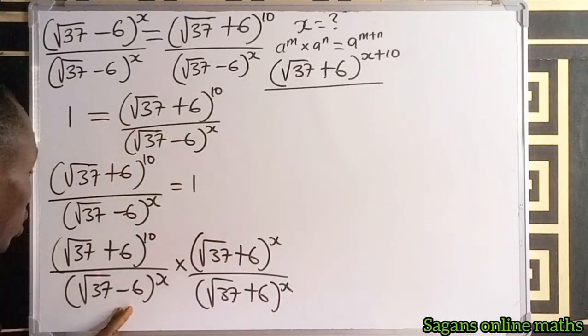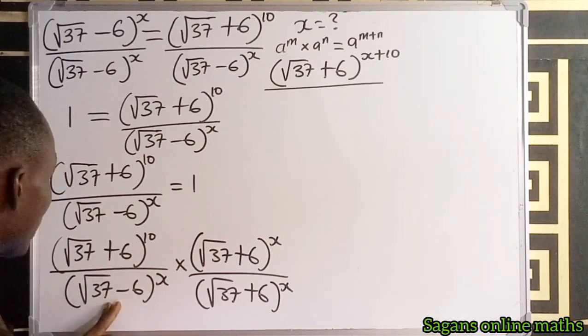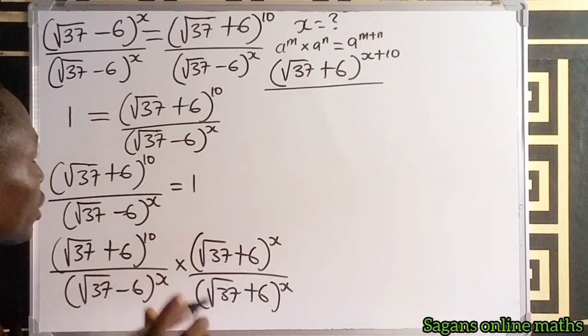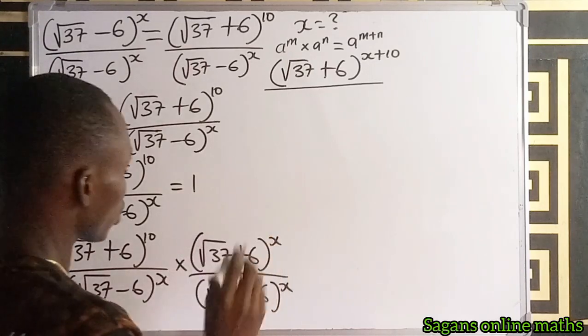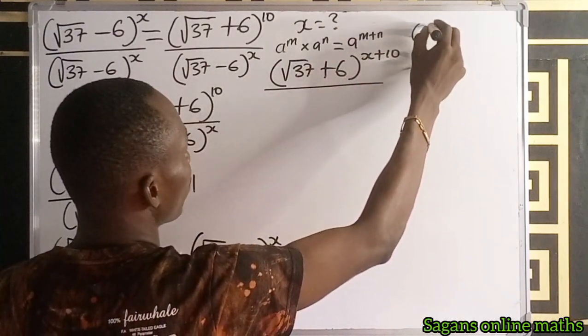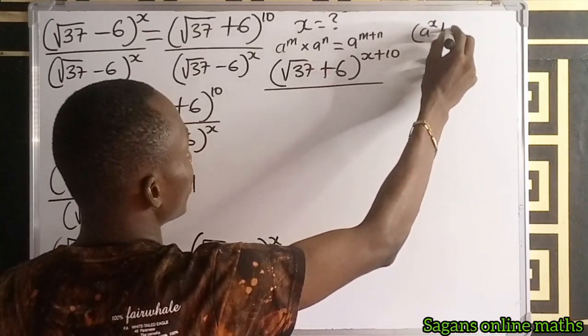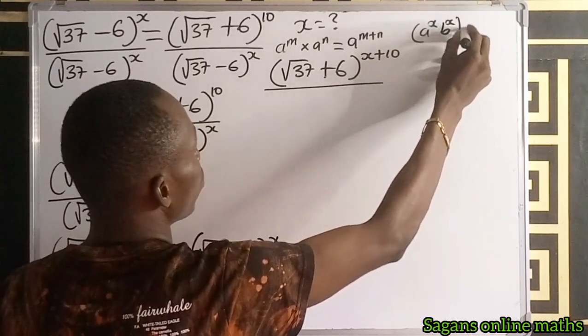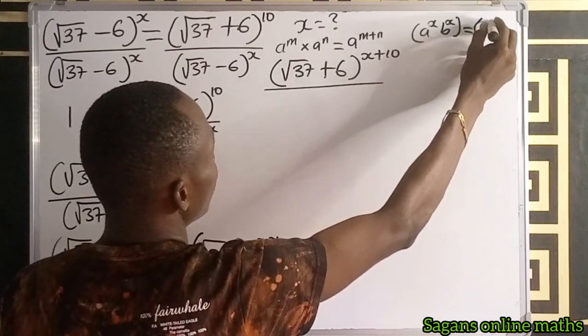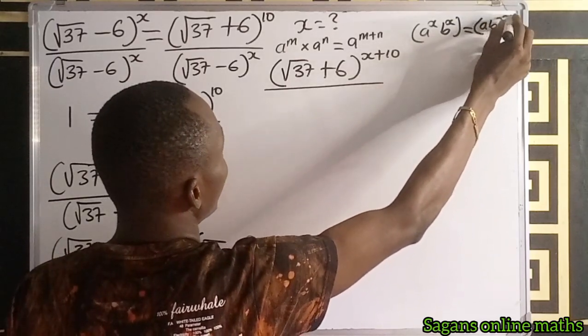Now here, look at what you are having. When this is multiplying by this, you can see that the powers are the same. So let me state this law again. If you have a^x multiplied by b^x, since the powers are the same, it is the same as (a × b)^x.